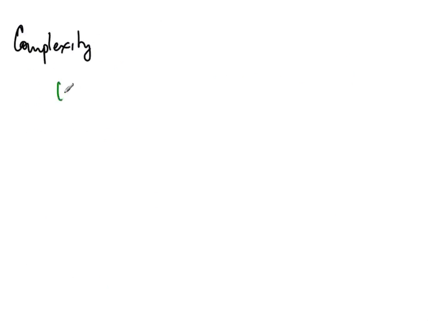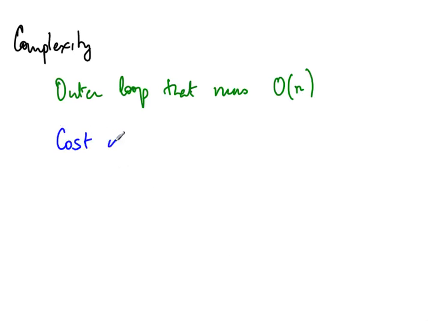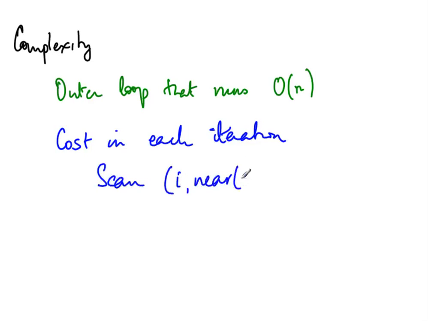Well, we have an outer loop that runs n times. Actually, it runs order of n times, because it runs n-2 times or n-1 times, depending on whether we are using the first version or the second version. And inside, the dominant cost in each iteration is to scan these pairs near i to find the minimum.